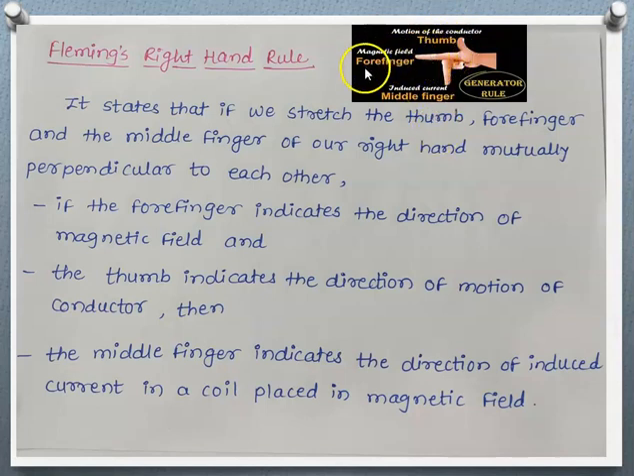Now the condition is that if the forefinger indicates the direction of magnetic field, that is from north to south, and the thumb indicates the direction of motion of the conductor, then the middle finger indicates the direction of induced EMF in the conductor.